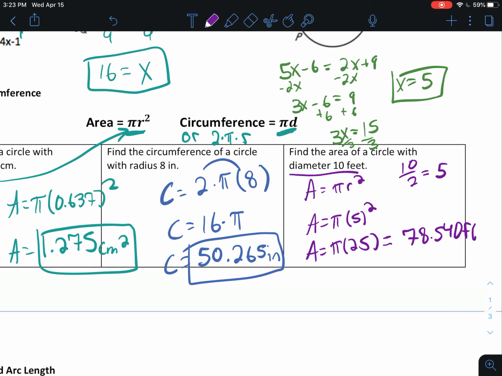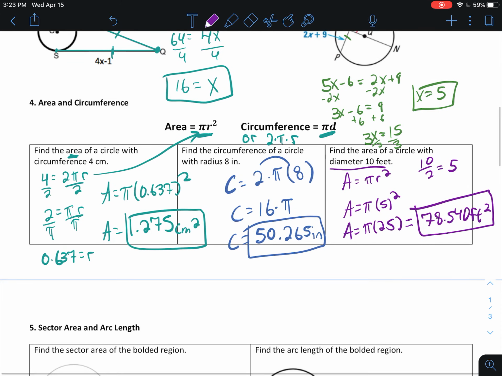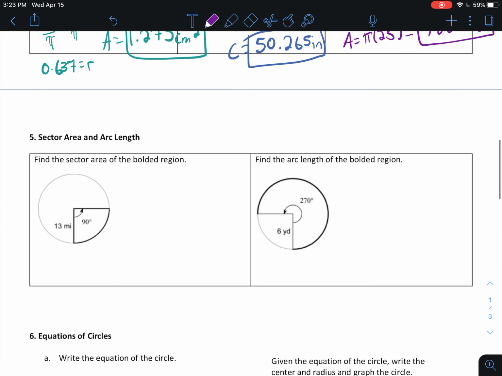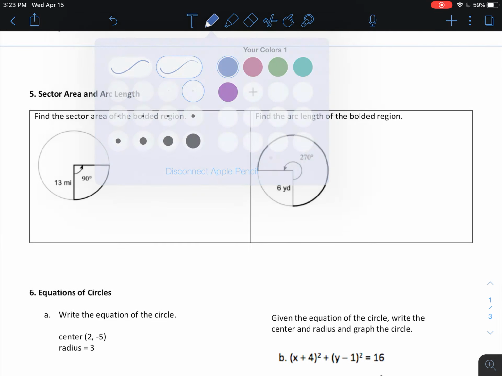And that's going to be feet squared because it's an area question. All right, and that's how you do just basic area and circumference questions. The next ones are a little bit harder, okay? These ones are sector area and arc length, okay?